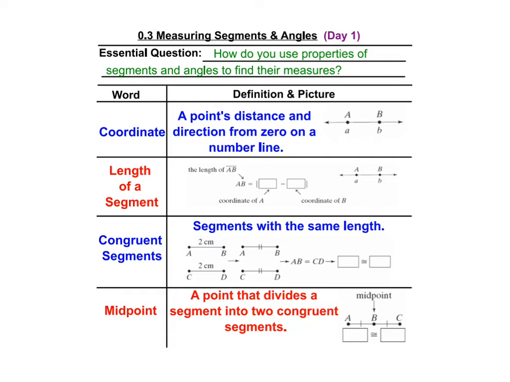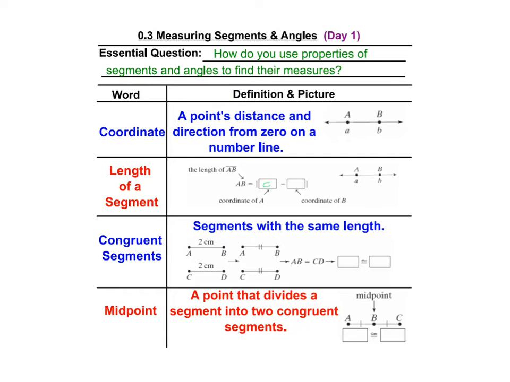If we want to know the length of a segment, by the way, when we do length of a segment, instead of putting the segment symbol above it, we just do AB. AB means the length of AB. You find that by taking the absolute value of the coordinate of point A minus the coordinate of point B.